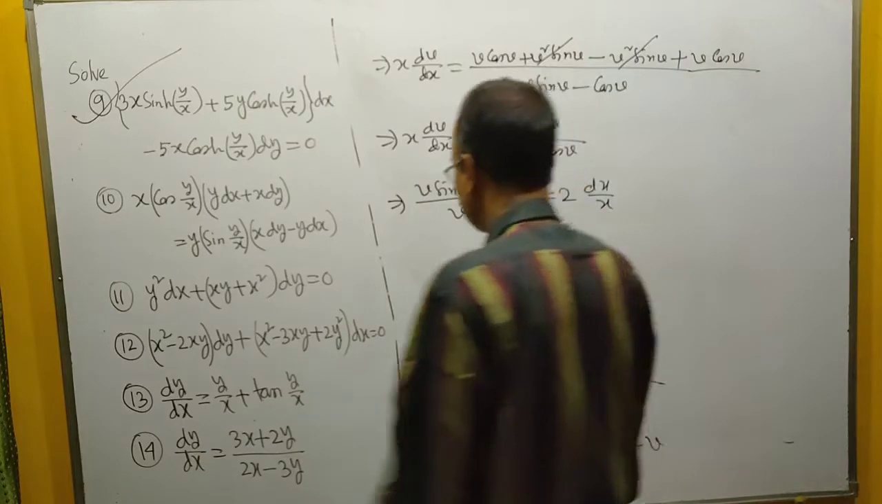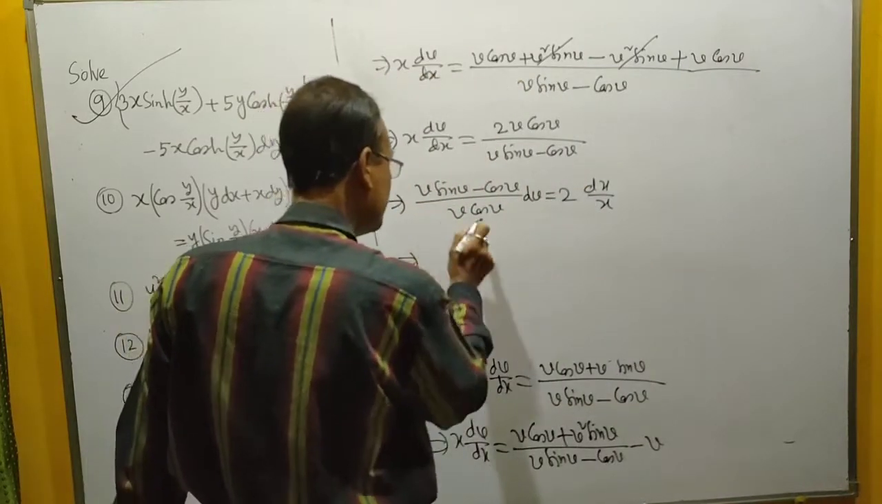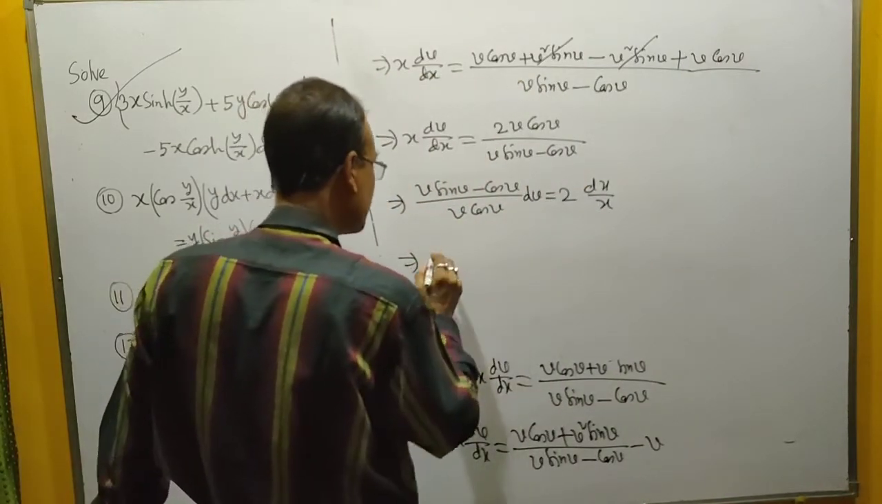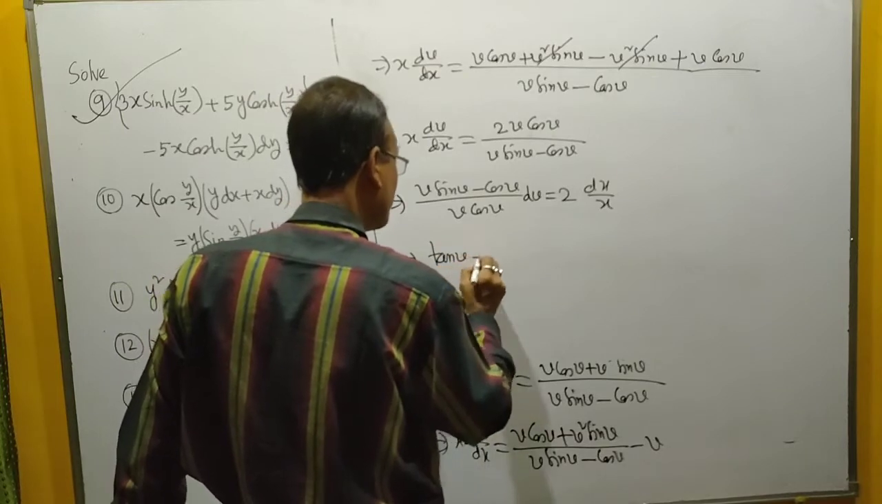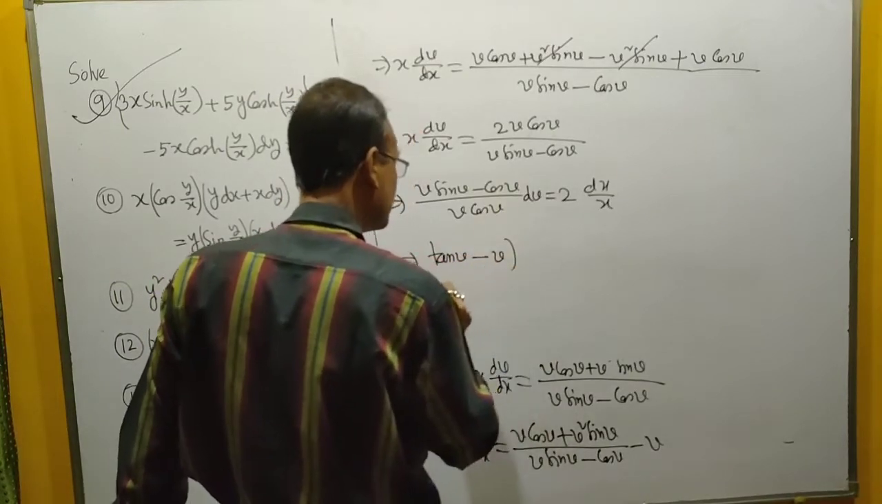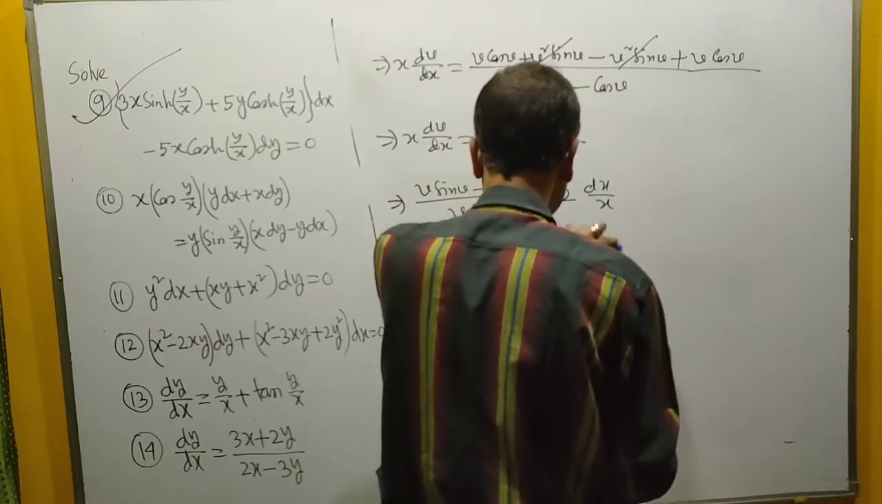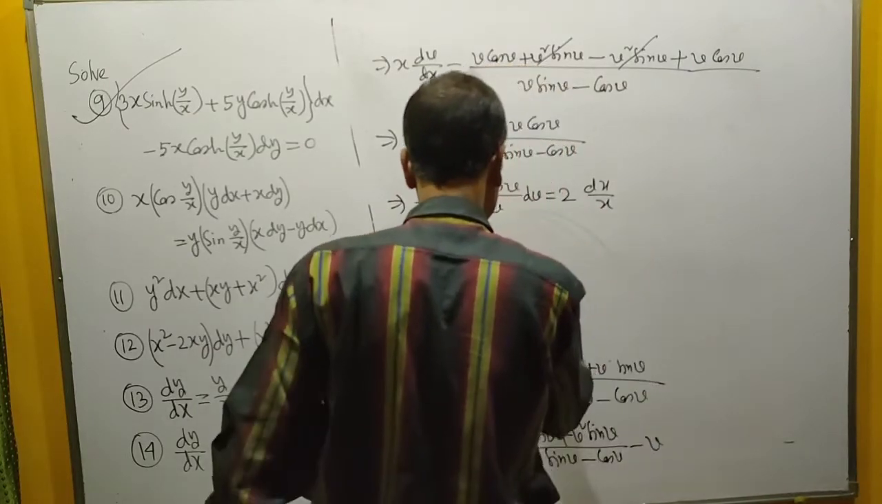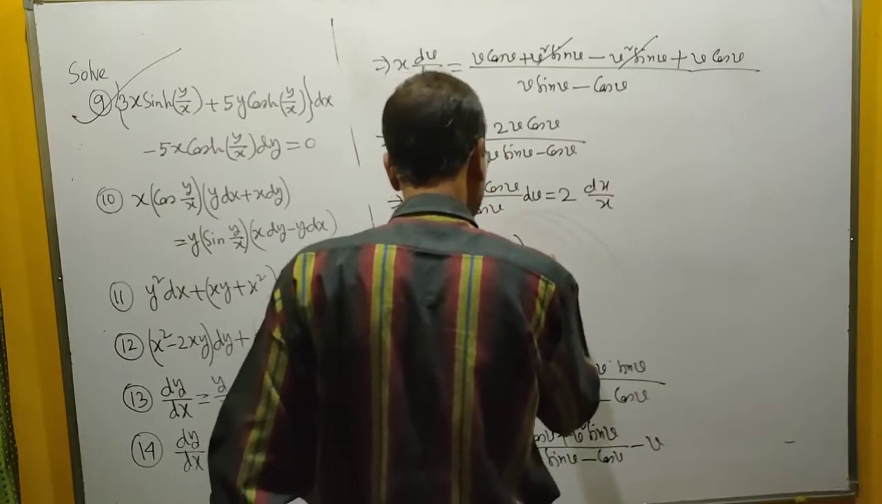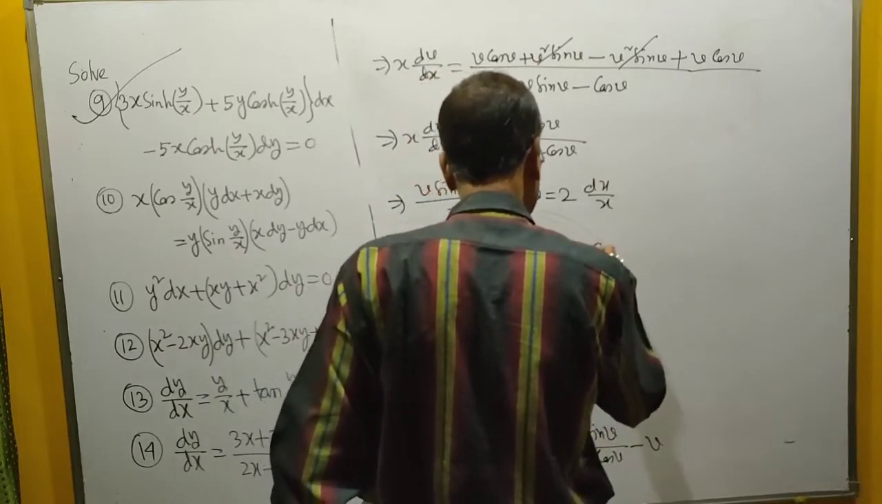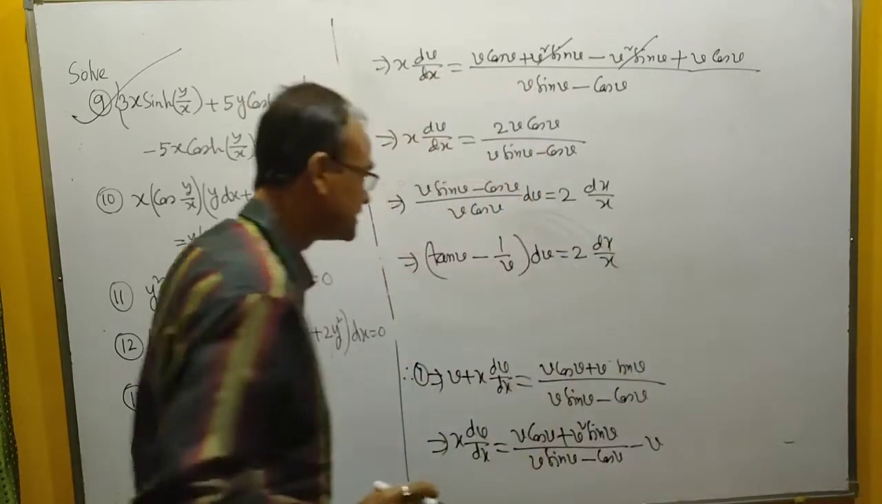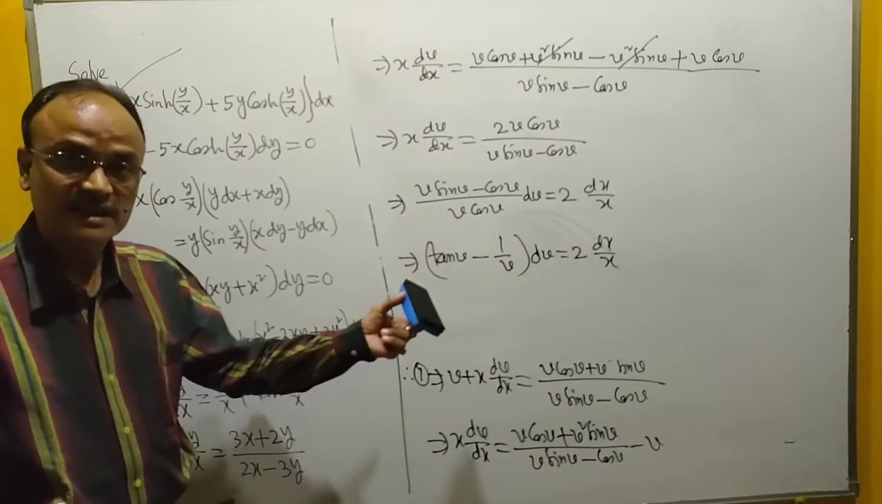This means this divided by this, pv cancel, tan v minus p, 1 by p, then v minus 1 by p dv equal to 2 times of dx by x. The variables have been separated.